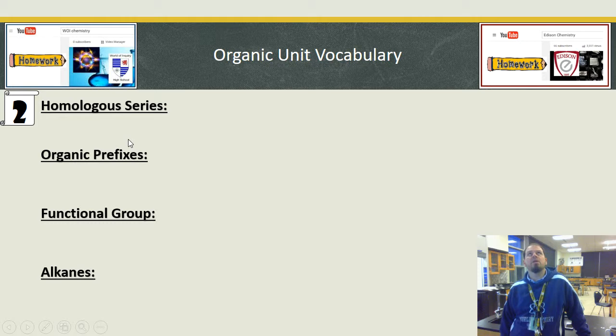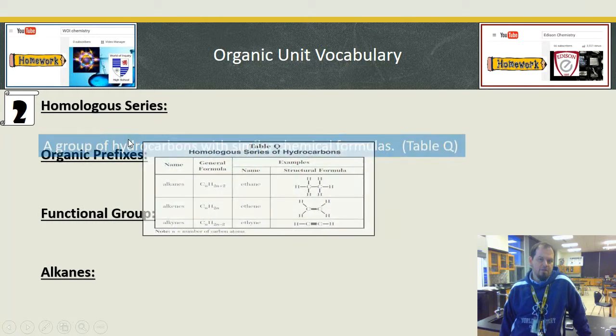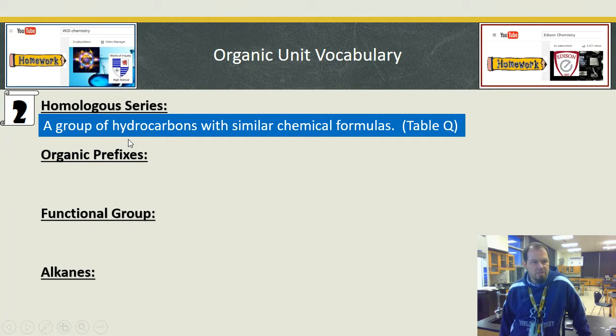Homo means same. So table Q is the homologous series of hydrocarbons. Notice they're kind of similar. They'll have carbon and hydrogen. This is a group of hydrocarbons. Don't let that word hydrocarbon fool you. That's hydrogen and carbon. Hydrocarbons with similar chemical formulas. These are table Q. Okay, homologous series.